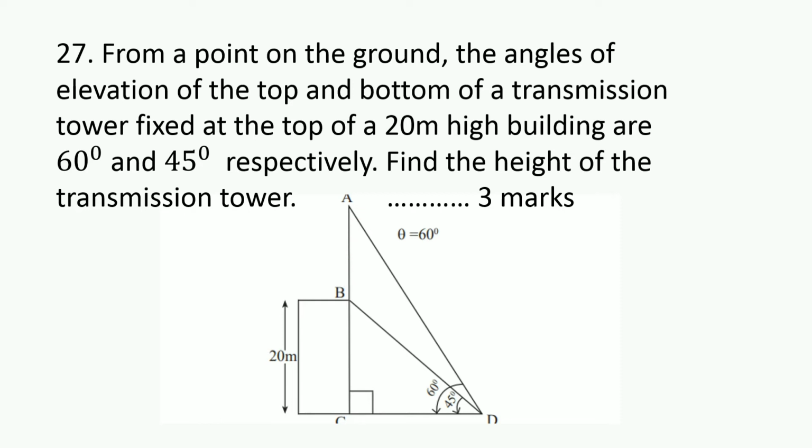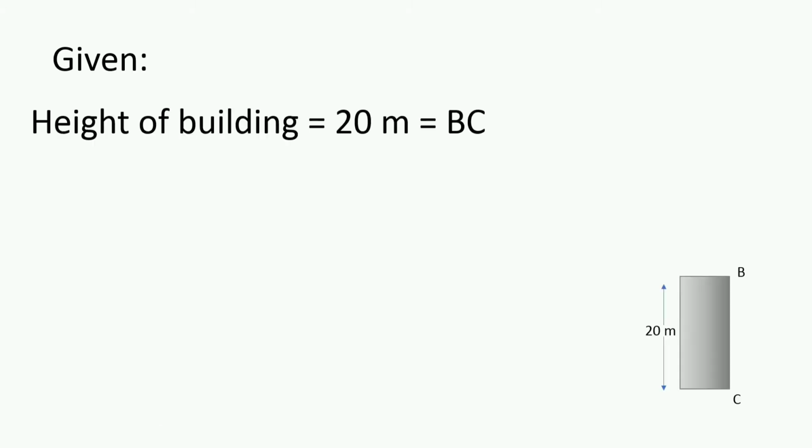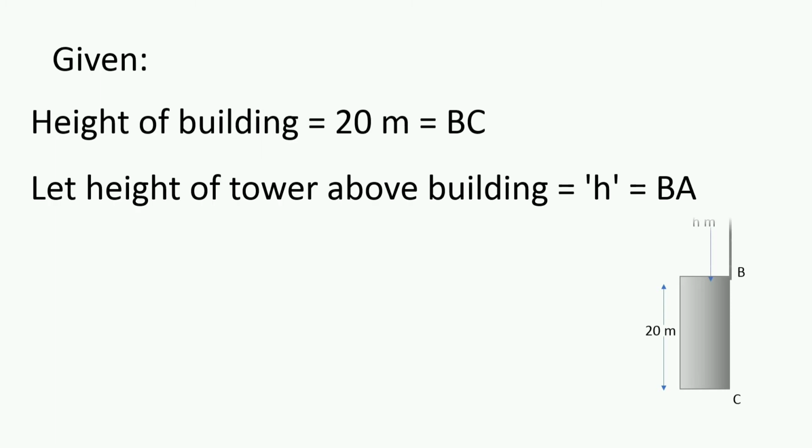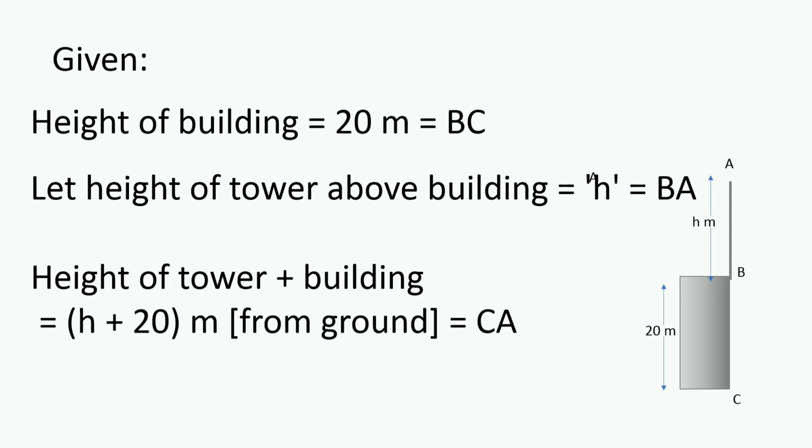We have to find the height of the transmission tower here. It is a 3 marks question. It's very easy. What is given here? Height of the building is 20 meters, that is BC from the figure itself. Let the height of the tower above the building be h, that is equal to BA. Height of the tower plus building, h plus 20 meters from the ground, is CA.